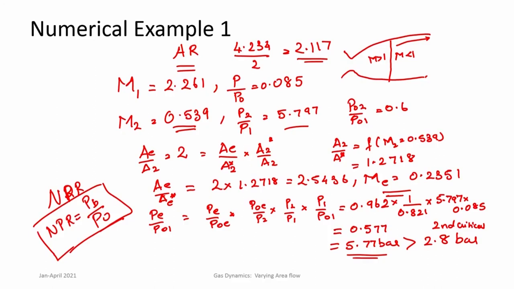So, with this discussion on nozzles, we will move ahead with diffusers. In diffusers, we face some other problems. In nozzles, we had shocks in the divergent section. Let's look at diffusers in the coming class and see what problems we face there.